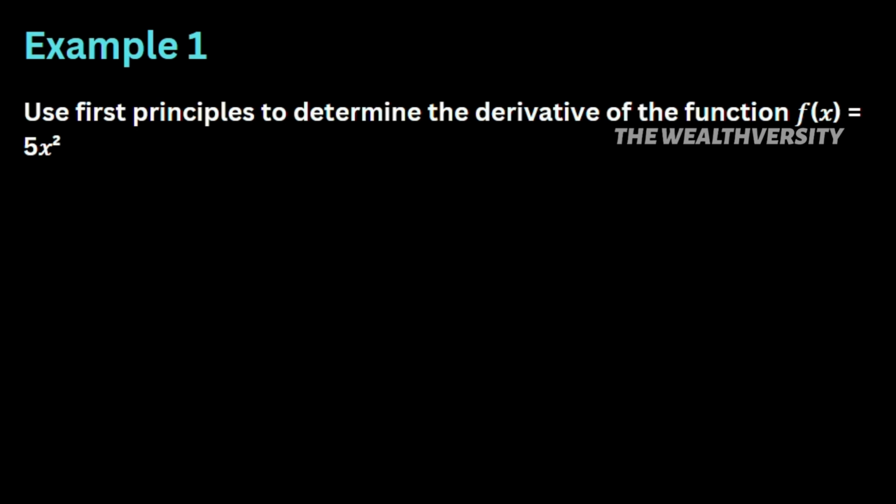Now let's look at example 1. Use first principles to determine the derivative of the function f of x is equal to 5x squared. First, write the first principles equation, f prime of x is equal to limit as h approaches 0, f of x plus h, minus f of x divided by h.